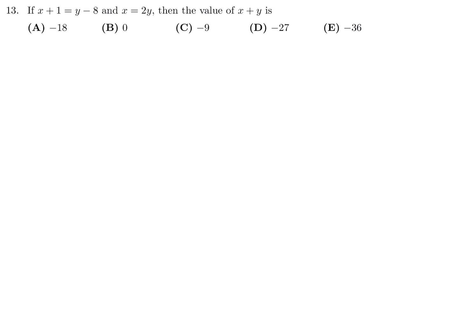If x plus 1 is equal to y minus 8 and x is equal to 2y, then the value of x plus y is. x plus 1 is equal to y minus 8. And x is equal to 2y. So I'll just substitute that in here. So instead of this x, I'll put in 2y plus 1 is equal to y minus 8.